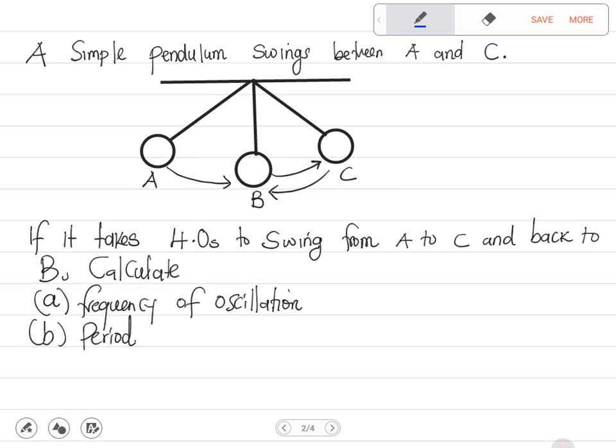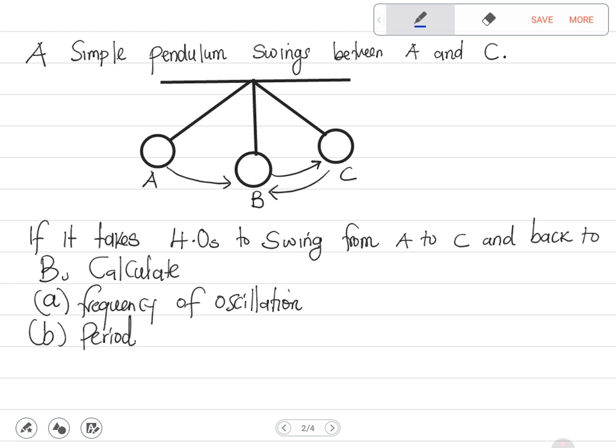Question. A simple pendulum swings between A and C. If it takes 4 seconds to swing from A to C and back to B, calculate the frequency of oscillation and the period. Alright, so this is the tutor at Advanced Learning Academy.